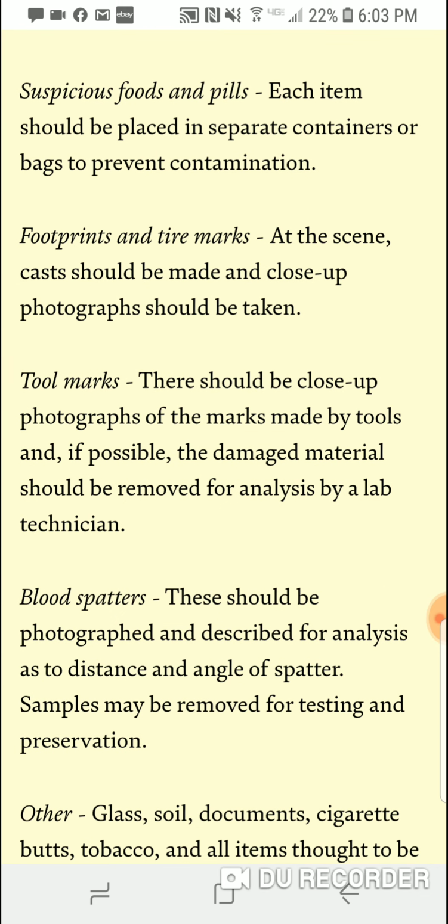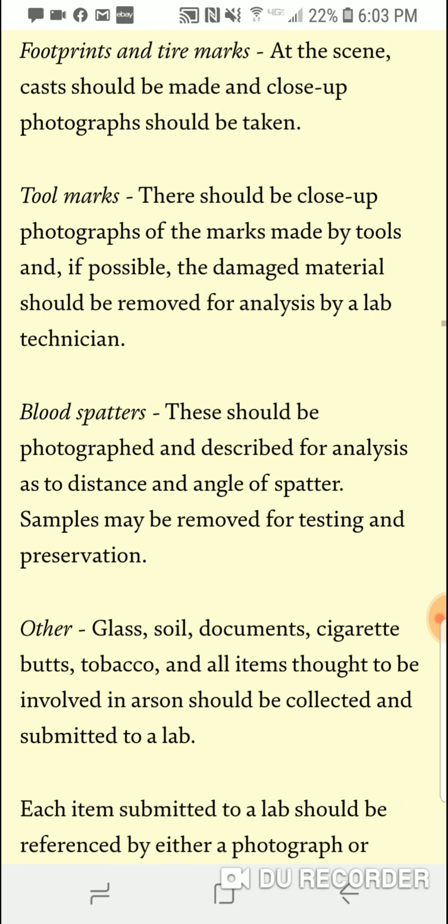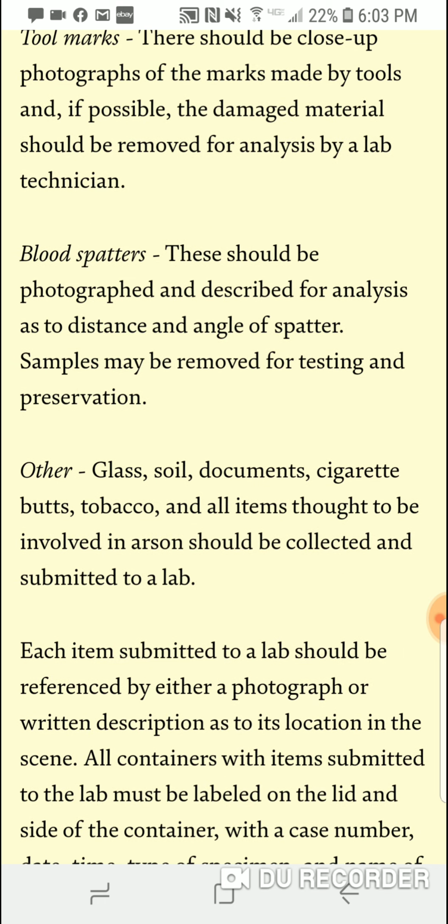Suspicious foods and pills. As far as I know, her cup was still upstairs somewhere. That was never collected. Footprints and tire marks. At the scene, casts should be made and close-up photographs taken. Blood spatters, tool marks, and other. It says glass, soil, documents, cigarette butts, tobacco, and all items thought to be involved in arson should be collected and submitted to a lab.